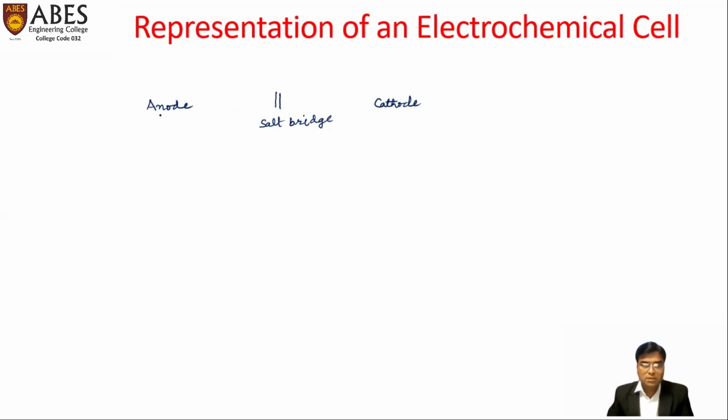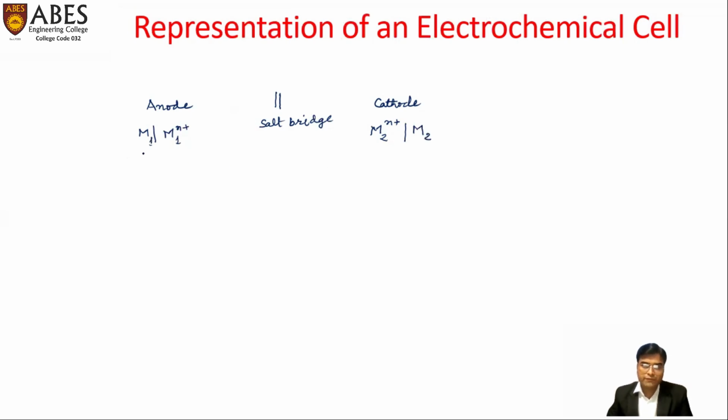When we represent anode, we first write the metal and then we write its electrolyte solution separated by a vertical line. When we write cathode, we have to write first the metal ion. So if we write it as M1 and M2, if it is M1, this is the cation of M1. And if this is M2, in case of cathode, we have to first write the cations, the ions of the metal, and after that it has to be separated by a vertical line with the metal.